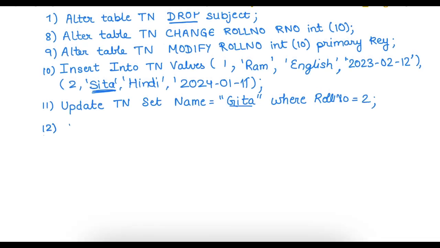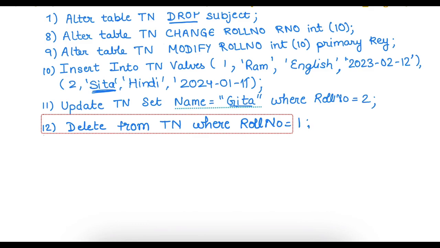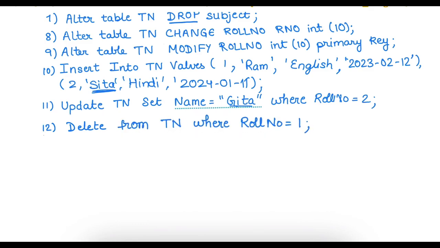Next is, if you want to delete a row from a table, so I have to write delete from table name where roll number is equal to 1. So this query will delete a particular row having this condition, roll number is equal to 1. But if you want to delete all the rows from the table, so you have to write delete from table name, and it will delete all the rows from the table.